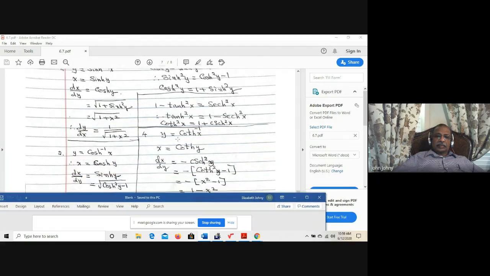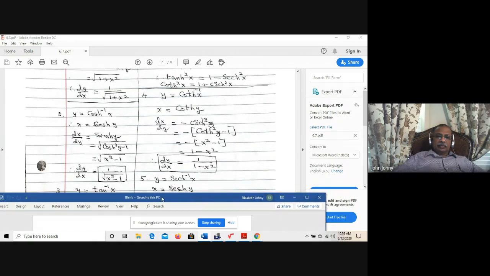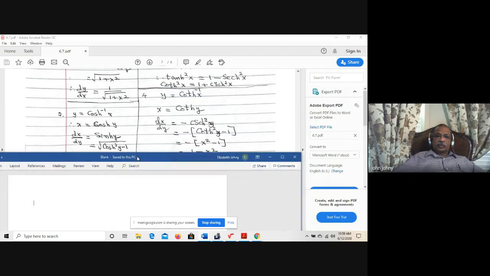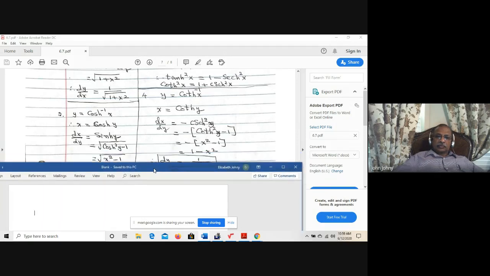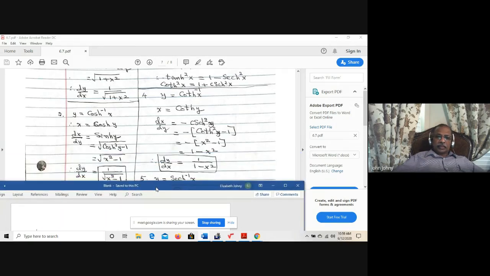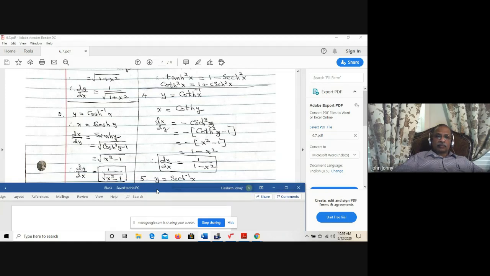And that is equal to square root of x squared minus 1, because cosh y is x. That is square root of x squared minus 1. So dy over dx is the reciprocal of that, which is 1 over square root of x squared minus 1.